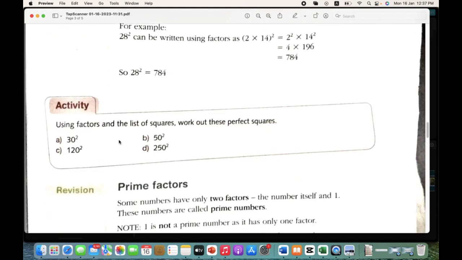So we have questions for you. 30 squared: you square 3, you get 9. 0 squared is 0, 0. So it becomes 900.